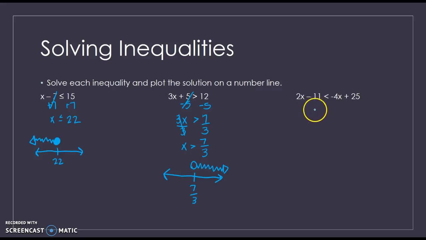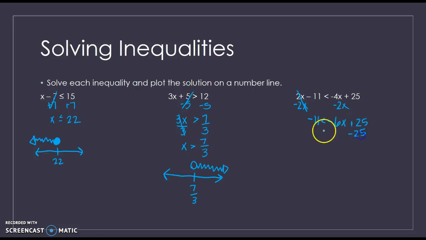And this last one, alright, remember I said that we could solve these equations and inequalities that have variables on both sides multiple different ways. Okay, there's different orders that you can go in. So last time I moved the negative 4x over. This time I'm going to move the 2x just to change it up a little bit. So I'm going to subtract 2x from both sides. So you get negative 11 is less than negative 6x plus 25.